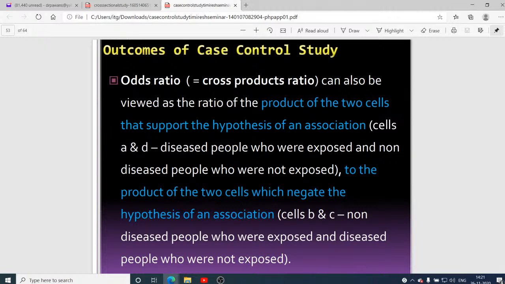The odds ratio, which is also called the cross product ratio, can also be viewed as the ratio of the product of two cells that support the hypothesis of association, that means cells A and D, diseased people who were exposed and non-diseased people who were not exposed, to the product of the cells which negate the hypothesis of association.